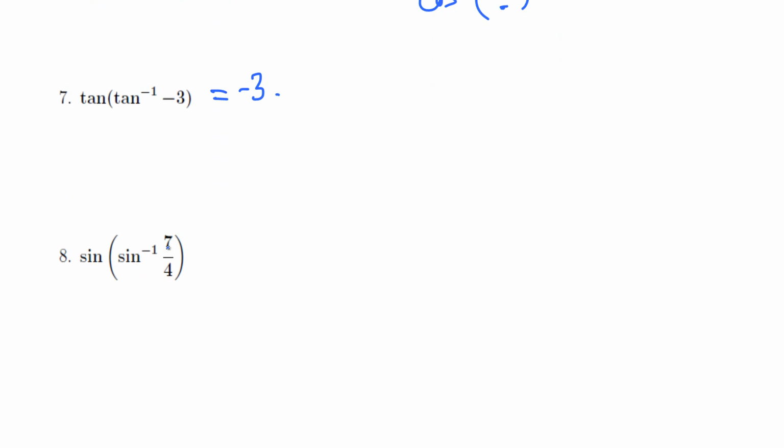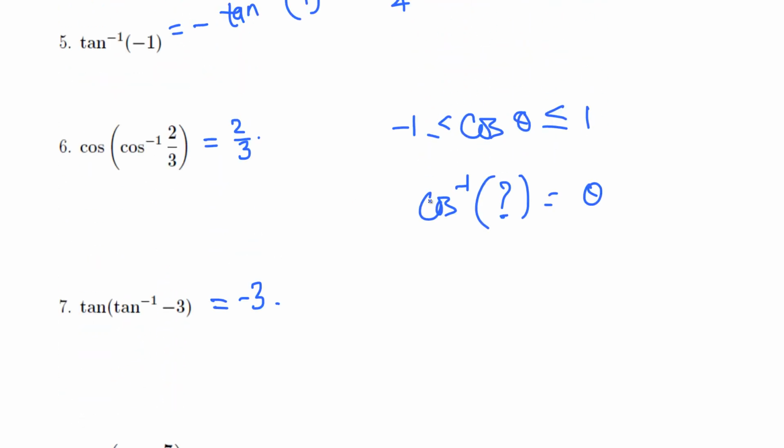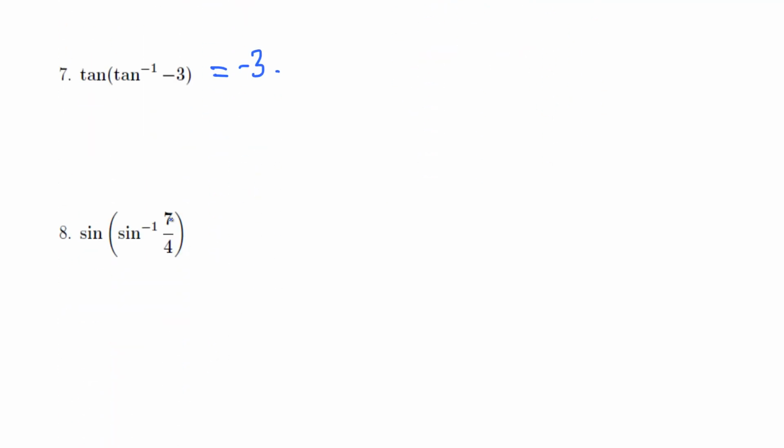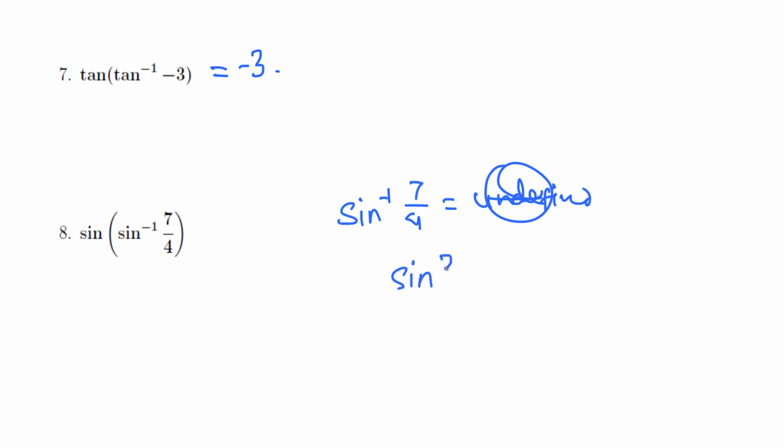Sine and sine inverse is the same thing as cosine, because sine is also in between negative 1 and 1. 7 over 4 is bigger than 1. That means sine inverse of something bigger than 1 is undefined. There is no angle theta whose sine is 7 over 4. I mean, sine of what angle is 7 over 4? But sine never gets this big. So this is undefined.